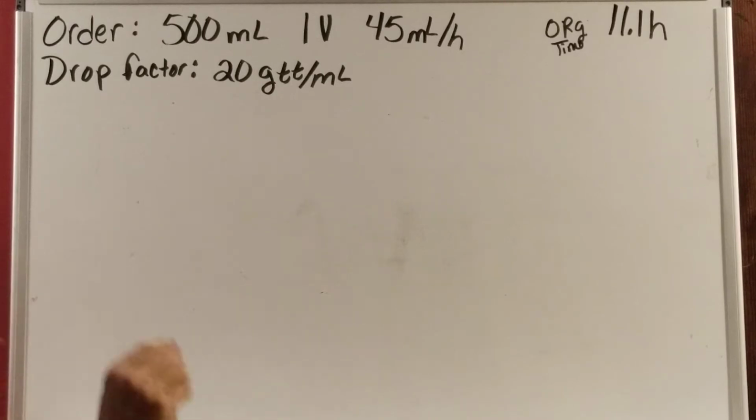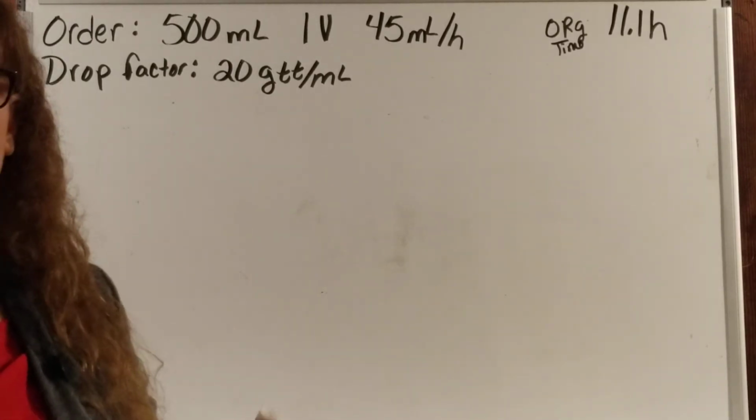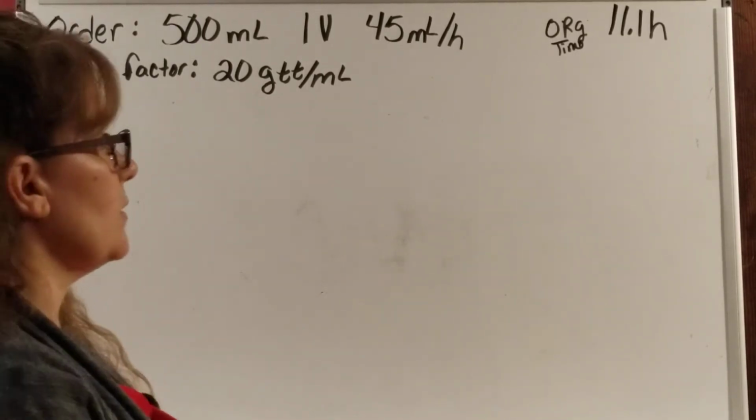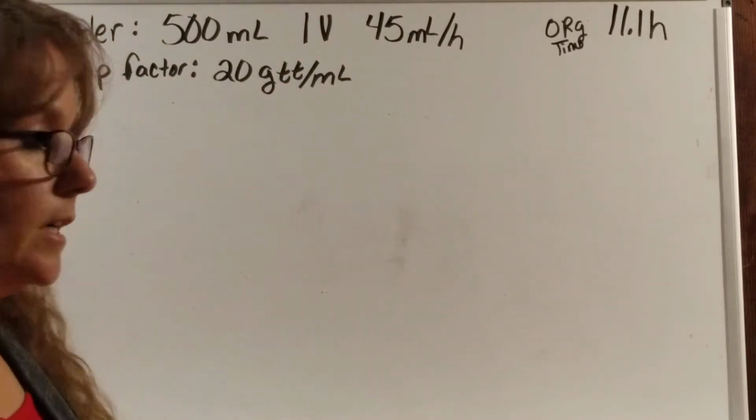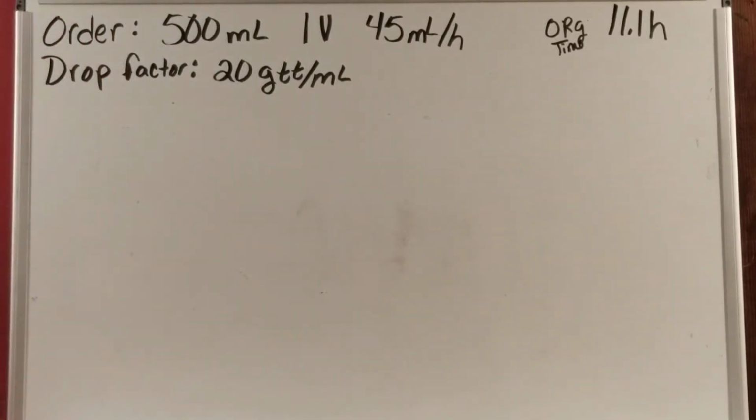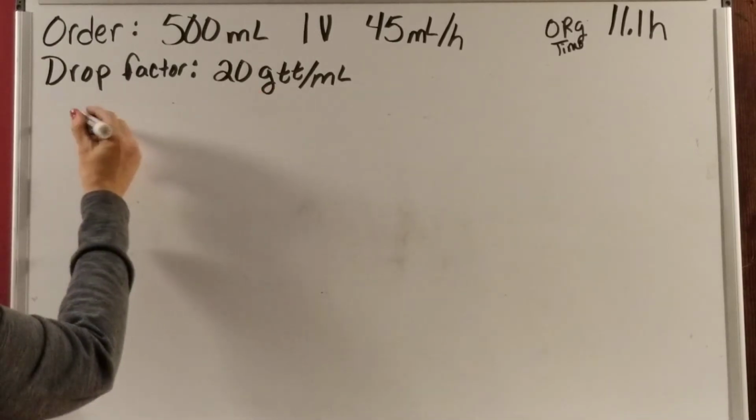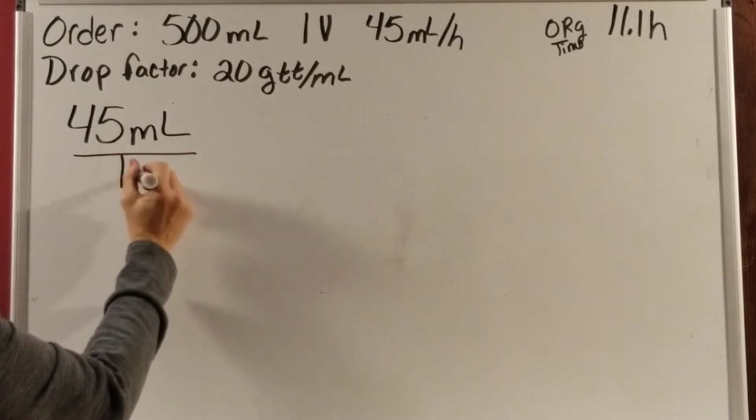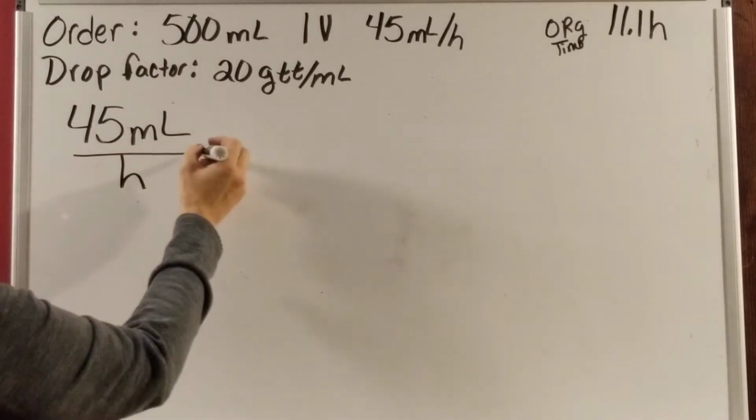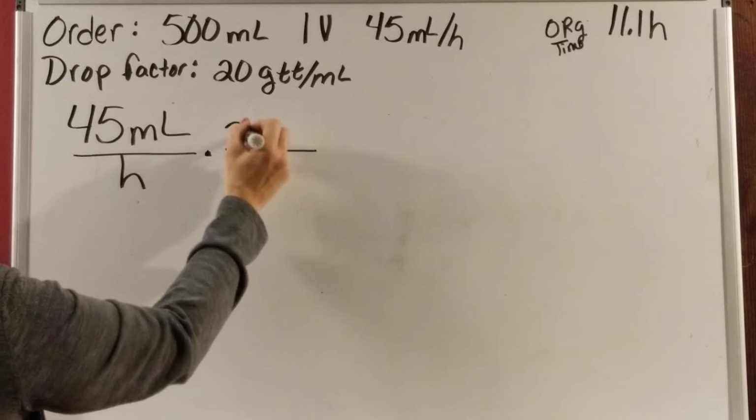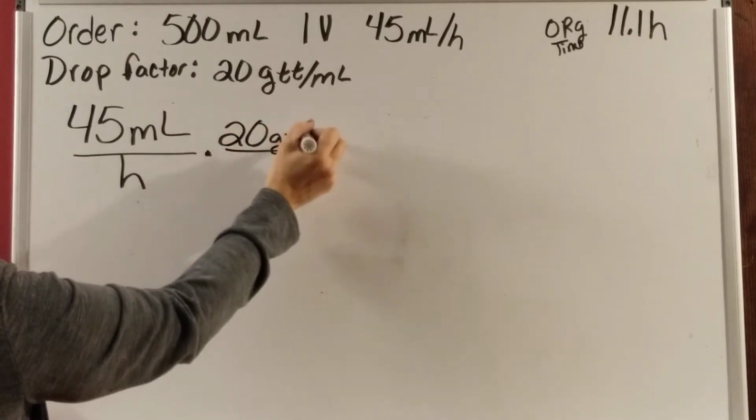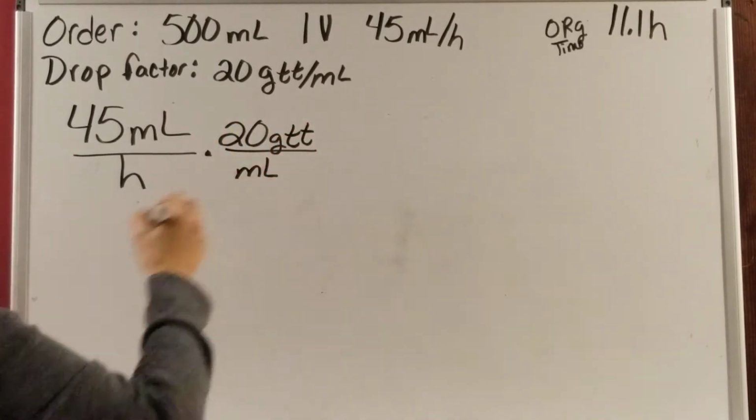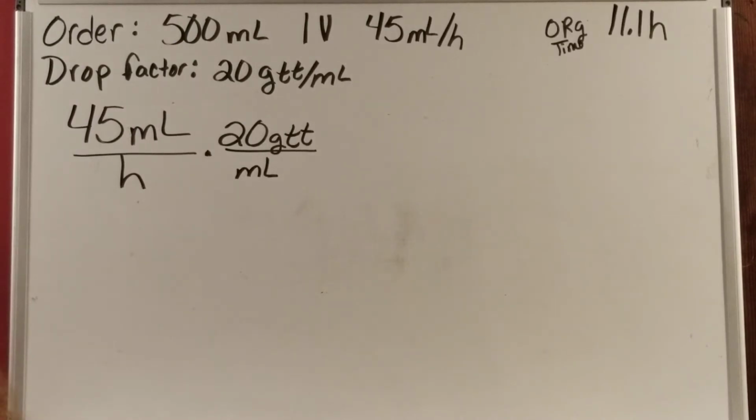So I want to know how many drops per minute. So this can be my original flow rate in drops per minute. What I'm going to do is take my 45 milliliters over 1 hour. I'm going to times it by my drop factor. I have 20 drops per milliliter. And again, I asked for drops per minute.